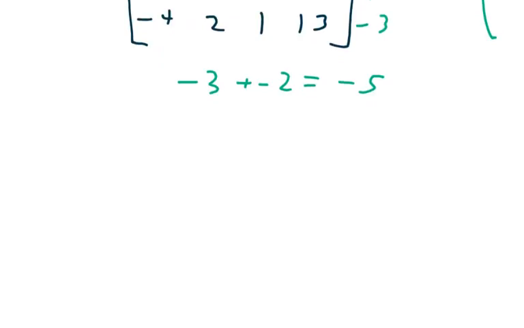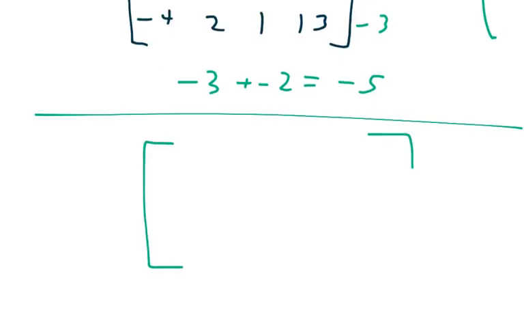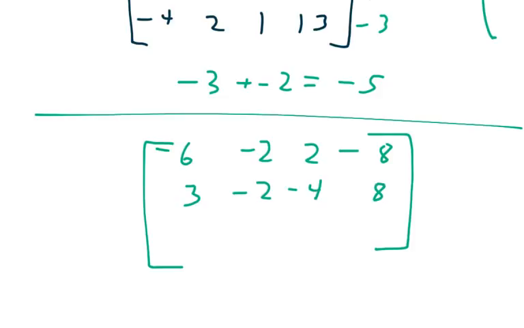Last one. We're just supposed to put this into the matrix. So we got negative 6, negative 2, 2, and negative 8 on the top row. 3, negative 2, negative 4, 8 in the middle row. 6, negative 2, negative 6, negative 18 for the bottom row. And that is all for this particular video.